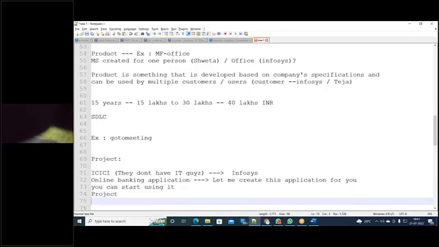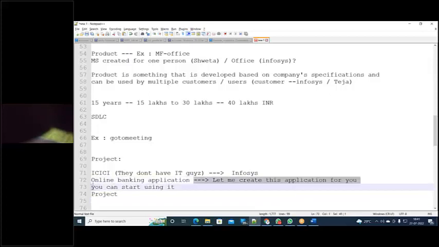Again, I'm saying, Infosys has developed this product called the ICICI online banking application only for ICICI, not for Westpac, not for Axis Bank, not for HDFC, not for any other bank. Again, I'm repeating, guys, this software is only for the use of ICICI, not for anybody else.